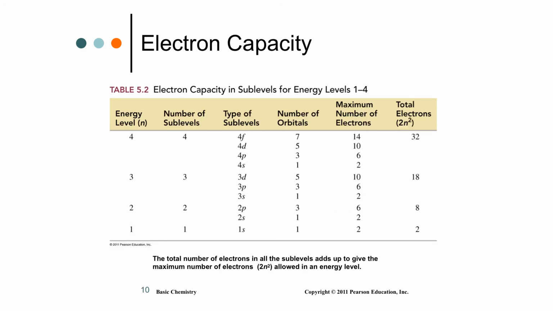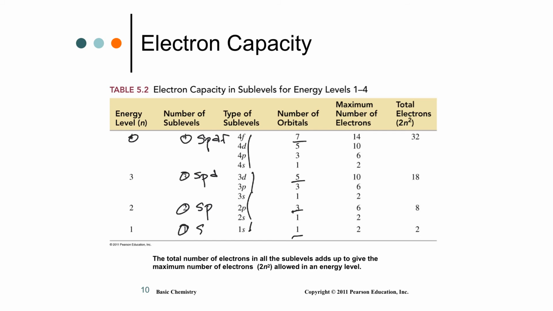So you're going to see that in the first level, there's one subshell, and that subshell is an S. In the second level, there's two subshells, and those subshells are S and P. In the third row, in the third period, you have three subshells, S, P, and D. And in the fourth, you have four: S, P, D, and F. And that's what's depicted here. And each S has one orbital, each P has three, each D has five, each F has 7.